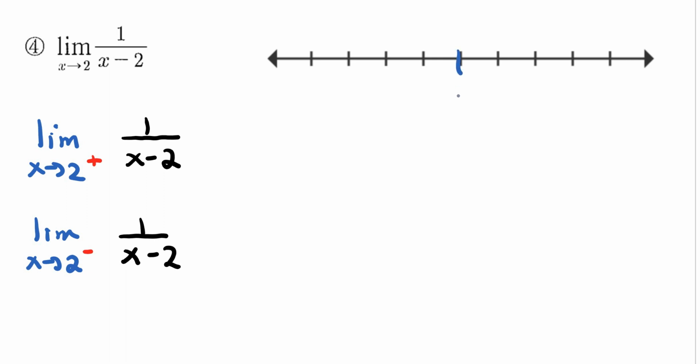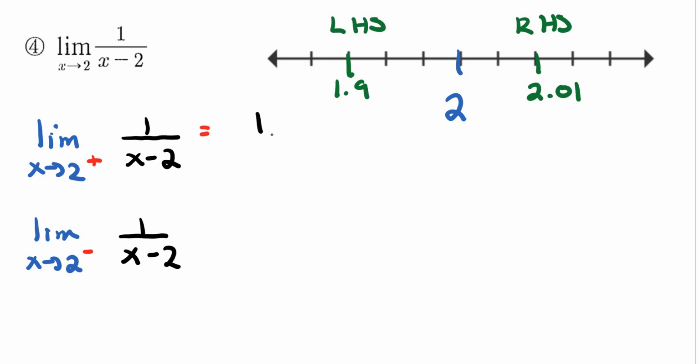Okay, so let's go ahead and put 2 in the middle here, and we have a left-hand side and a right-hand side. On the left-hand side, let's just pick 1.9, and on the right-hand side, let's pick 2.01. On the right-hand side, this will be 1 over x minus 2, so 2.01 minus 2. If we evaluate this, the numerator is going to be positive, and the denominator here is also going to be positive, right? So positive over positive is positive infinity.